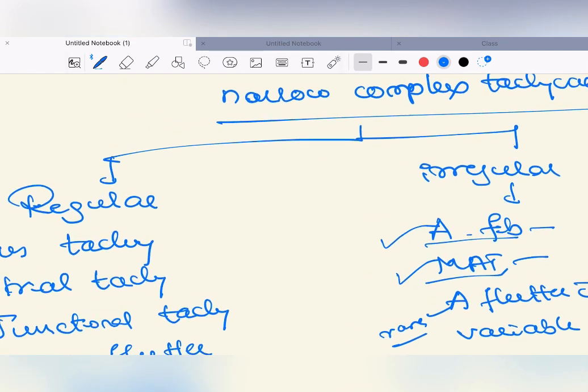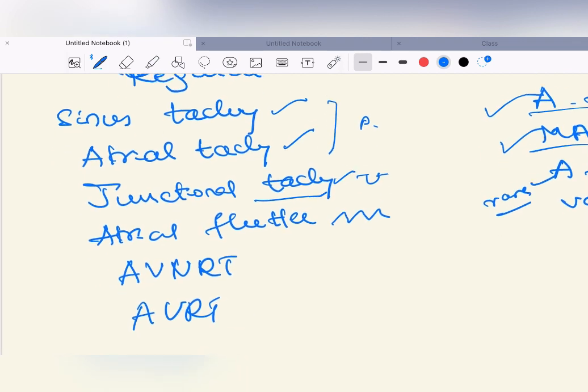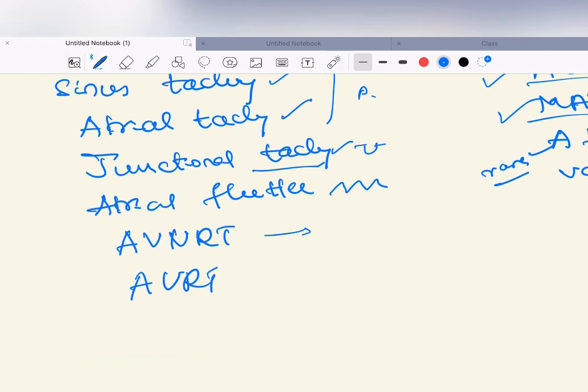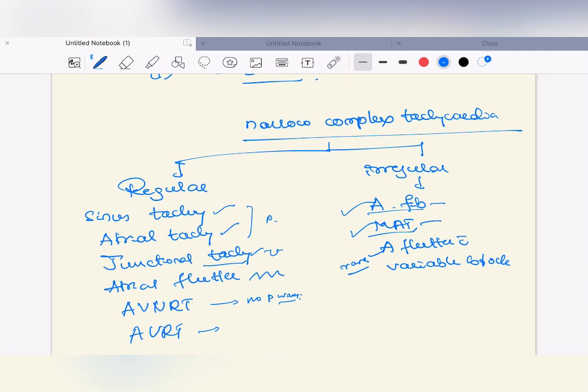And what if the rhythm is regular? It could be simple sinus tachycardia, atrial tachycardia, or junctional tachycardia, where P waves will be there. In junctional tachycardia, P waves will be retrograde or inverted. In atrial flutter, sawtooth P waves will be there. And in AVNRT, there are no P waves. If P waves are present, they will be retrograde in 2, 3, aVF and V1. So this is the diagnostic approach for narrow complex tachycardia.